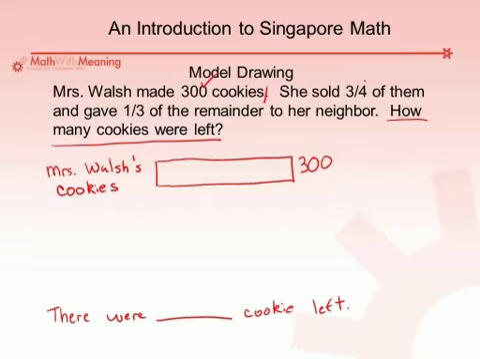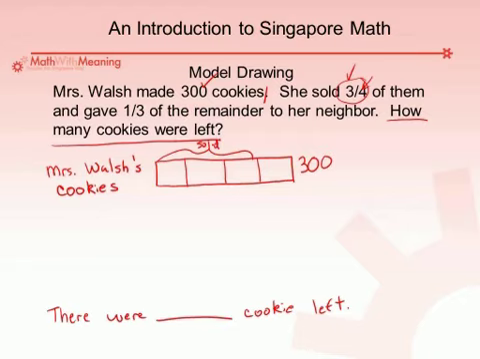I'm going to say part. What part? 3/4. So how many total units do we want to divide our unit bar into? 4. And out of the 4, we're talking about what? We're talking about 3. And what did she do? She sold. Now, I want you to look at this visual model right now. You can see she sold 3/4 of 300 cookies.